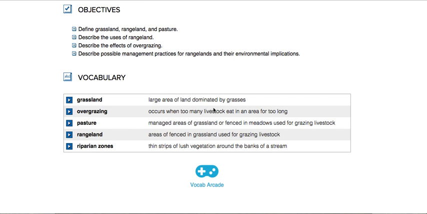All right, we're going to go ahead and get started here. Tonight, we're going to go over the Rangelands Project.